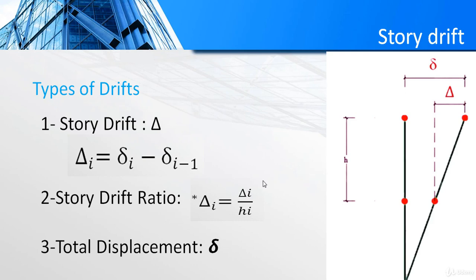In this lesson, we are going to talk about the story drift. According to the UBC code, we have three types of drifts. The first one is the story drift, which is the lateral displacement of one level relative to the level above or below. The second type is the story drift ratio, which is the story drift divided by the story height. The last one is the total displacement.